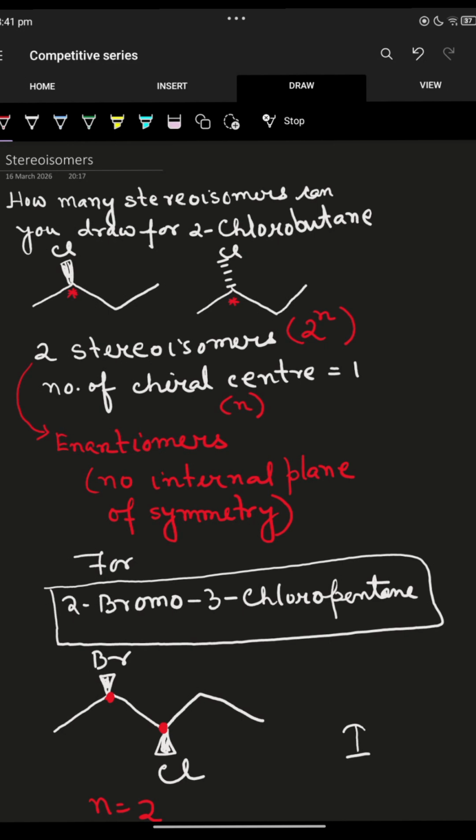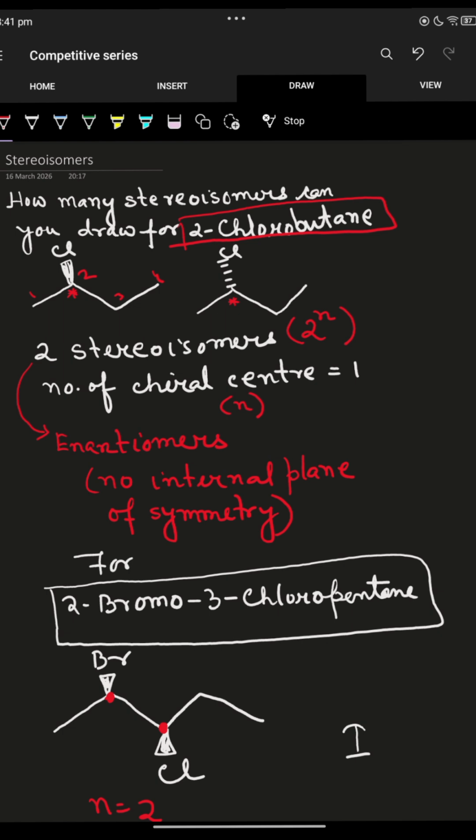This session is for discussing how many stereoisomers a particular compound can produce. First, we are discussing 2-chlorobutane. The simple example, 4 carbon atoms: 1, 2, 3 and 4. Here we can see there is one chiral center, carbon number 2, which has Cl. So in the first structure, I am drawing Cl as a wedge bond.